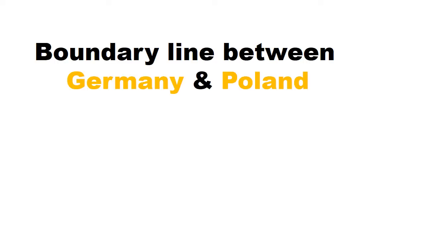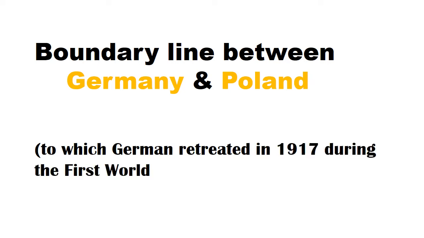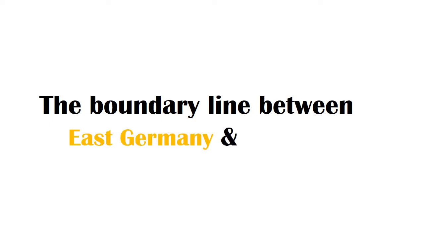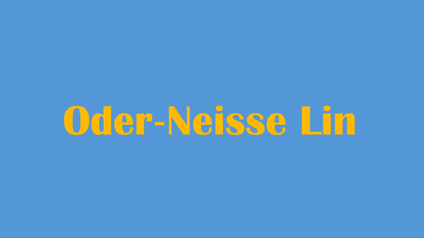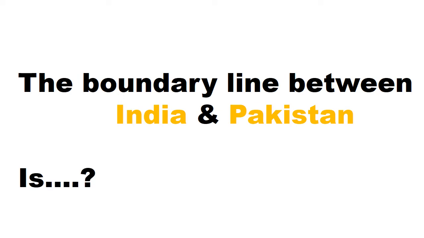Boundary line between Germany and Poland, to which Germany retreated in 1917 during the First World War, is Hindenburg Line. The boundary line between East Germany and Poland is Oder-Neisse Line. The boundary line between India and Pakistan is Line of Control.